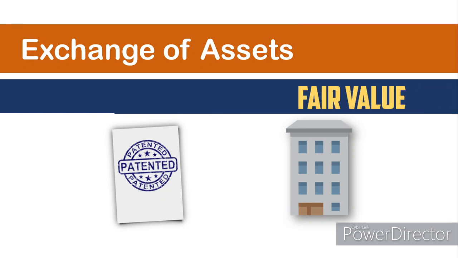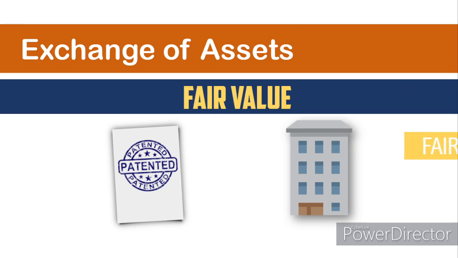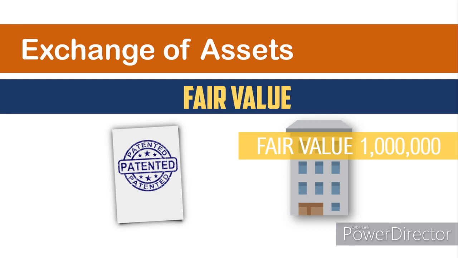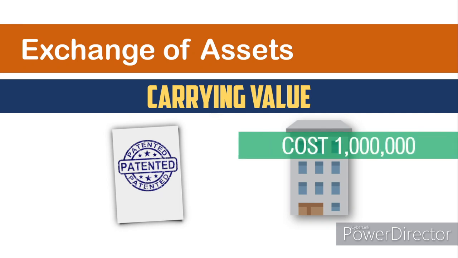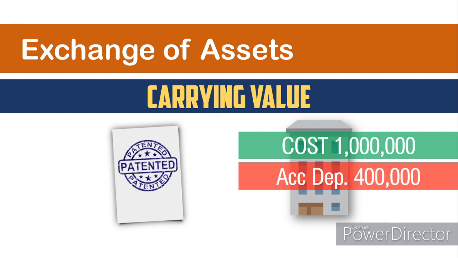Let's say the building is valued at its fair value of 1 million. So the new patent will also be valued at 1 million. But if there is no fair value, we will value the new patent received at the carrying value of your building. Let's say the building cost you 1 million a few years back. The accumulated depreciation is 400,000. The carrying value of the building is now 600,000. So when you exchange, the patent will also be valued at 600,000.